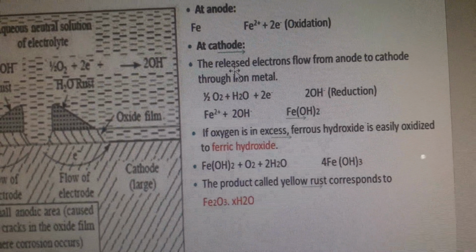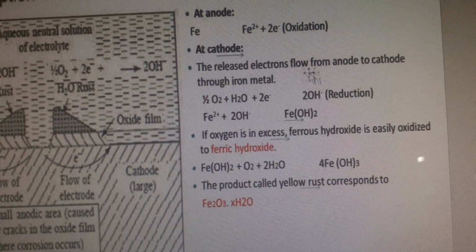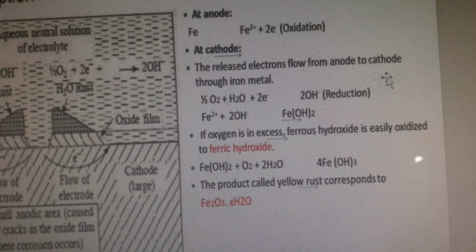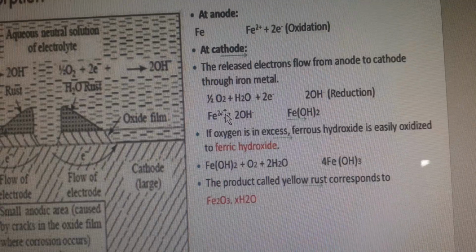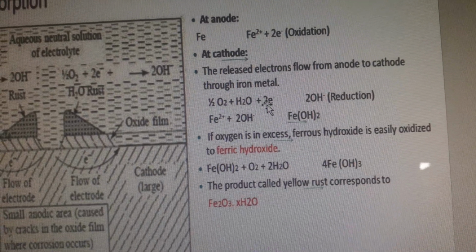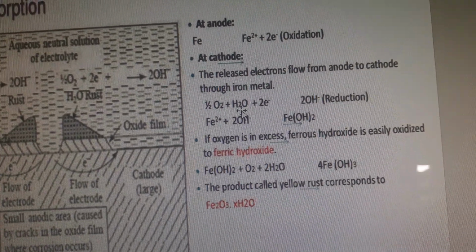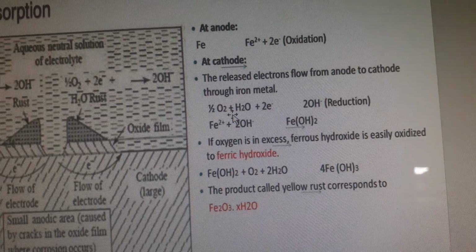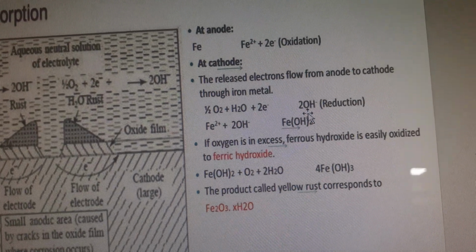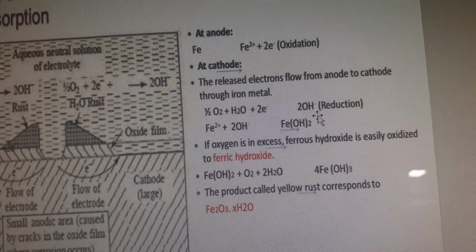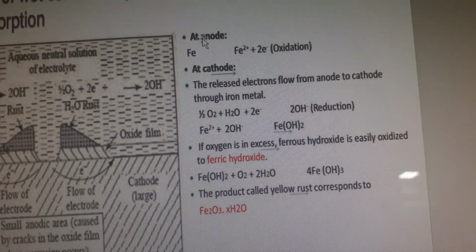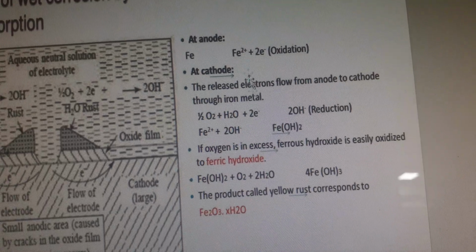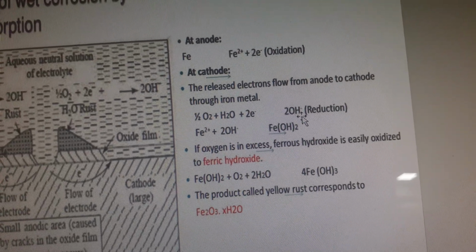At the cathode, what happens? The released electrons flow from anode to cathode through the iron metal. Then these electrons react with the water of the environment and oxygen to form hydroxyl ions. That process is called reduction. So at the anode Fe ions are formed, and at the cathode hydroxyl ions are formed.